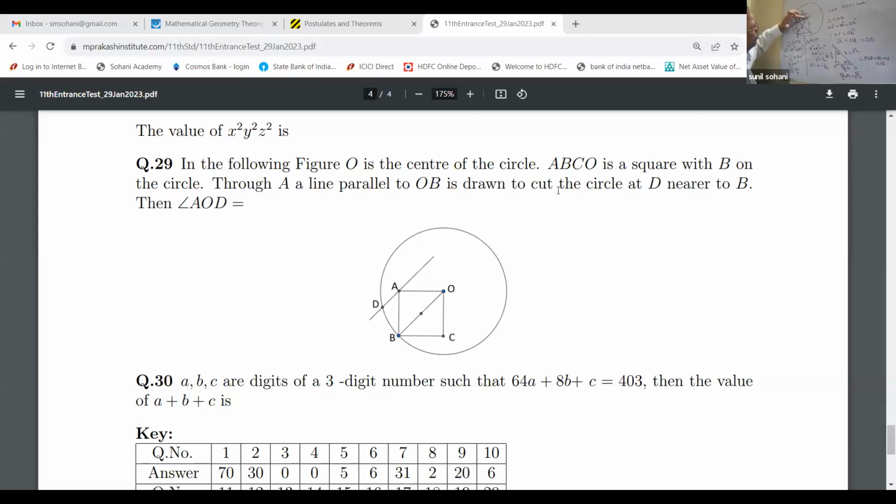So I went up to this part. After that, the job left was to find the total angle TOD, so that I can understand how much minus 45 I need to do to get angle AOD.